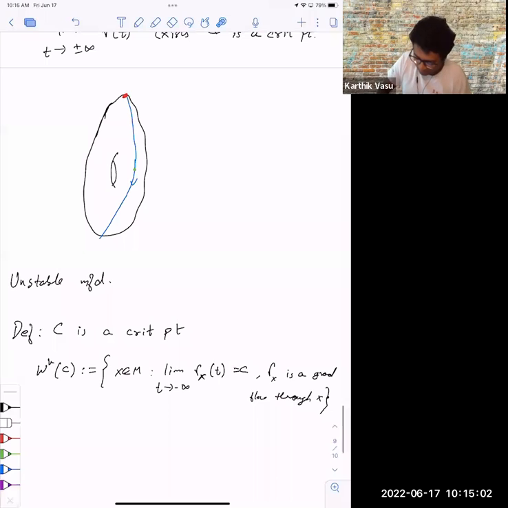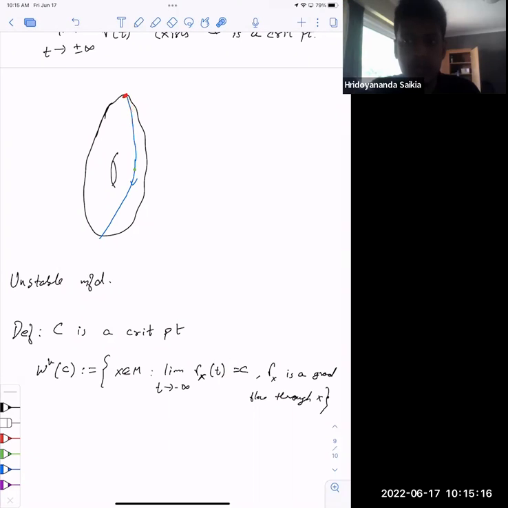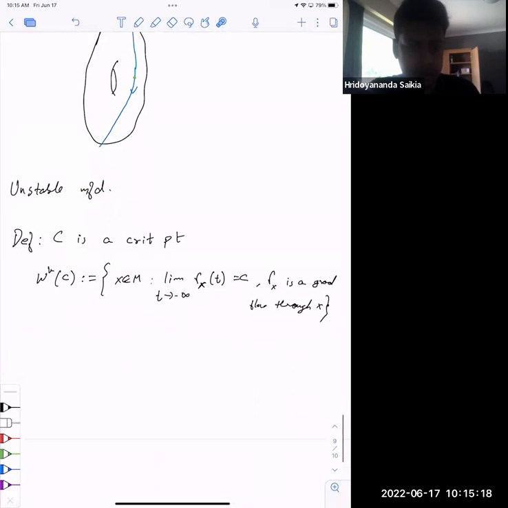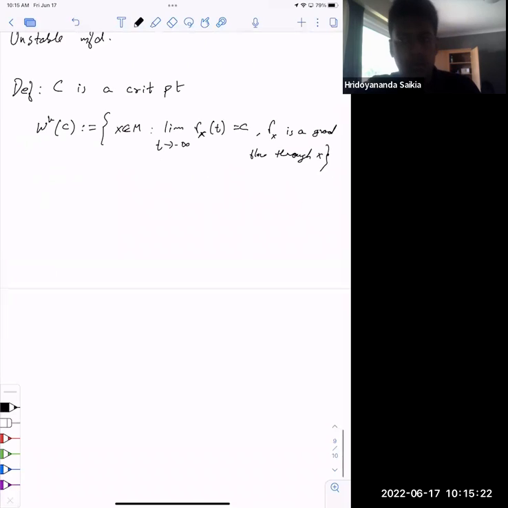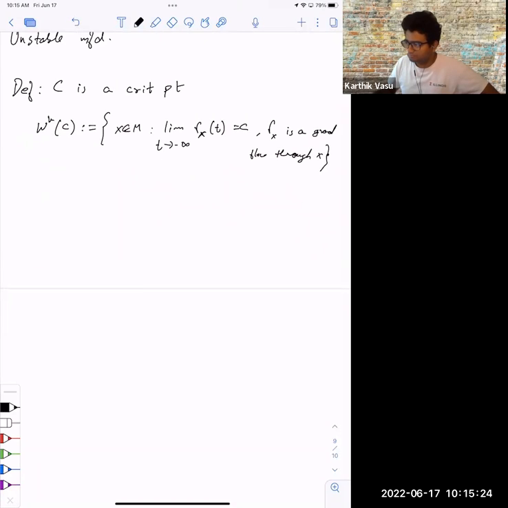That makes sense. If you start from here, obviously you'll not flow, you'll just stay there. But what I'm saying is, take something here and flow in the reverse direction and see where it goes. Maybe that's a better way to say it. So start somewhere, flow in the reverse direction, and see which critical point you get. Sure. Yeah, okay, we can look at some examples.